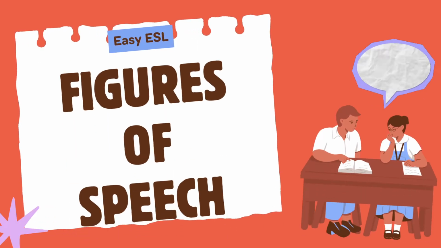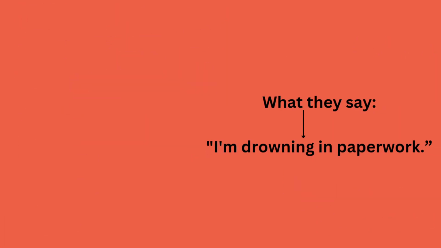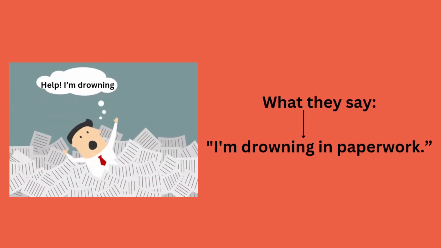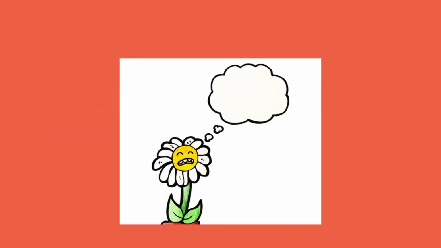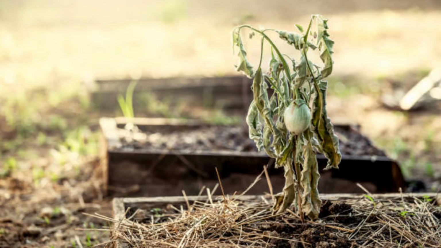Today we are diving into the world of figures of speech. Before we get into it, I want you to take a look at these sentences and guess what they actually mean. When you hear someone say, "I'm drowning in paperwork," and try to understand it literally, it looks something like this. But what they actually mean is that they have a lot of paperwork to deal with. Or when you hear someone say, "These plants are begging for water," you imagine something like this. But again, it just means that they've gone dry and are in need of water.